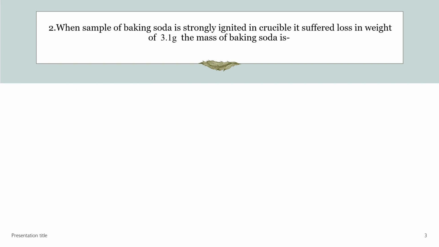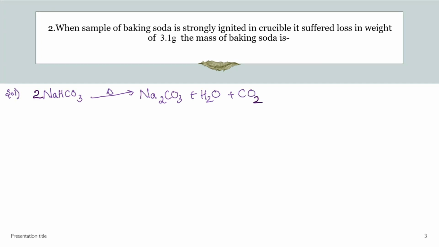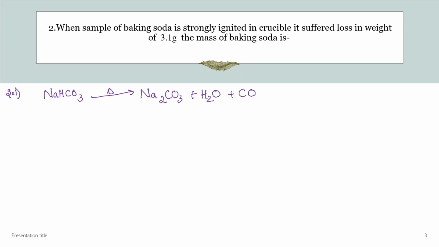Question is, when a sample of baking soda is strongly ignited in a crucible, it suffered a loss in weight of 3.1 grams. The mass of baking soda is? According to the question, let's write the equation. NaHCO3 is the formula for baking soda. So on heating, we get the equation as Na2CO3 plus H2O plus CO2. By balancing the equation, we get 2 NaHCO3.